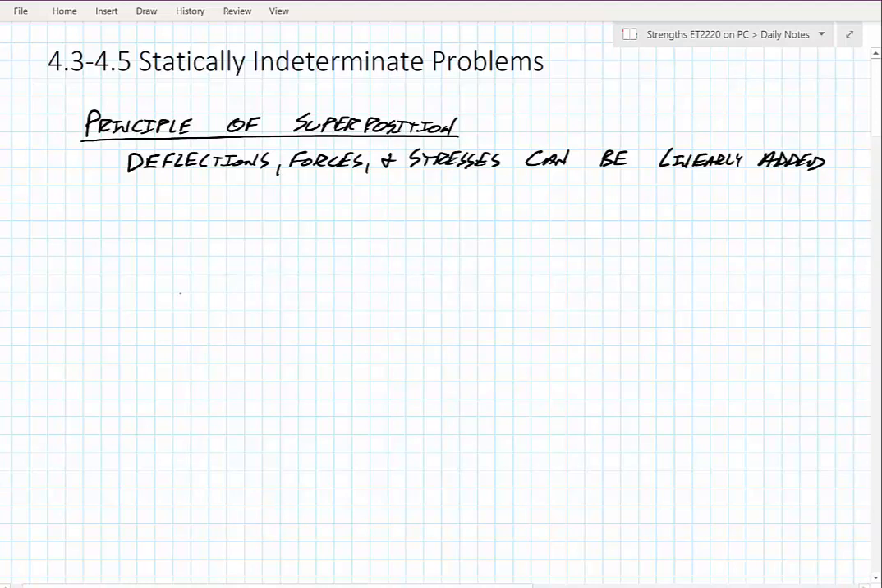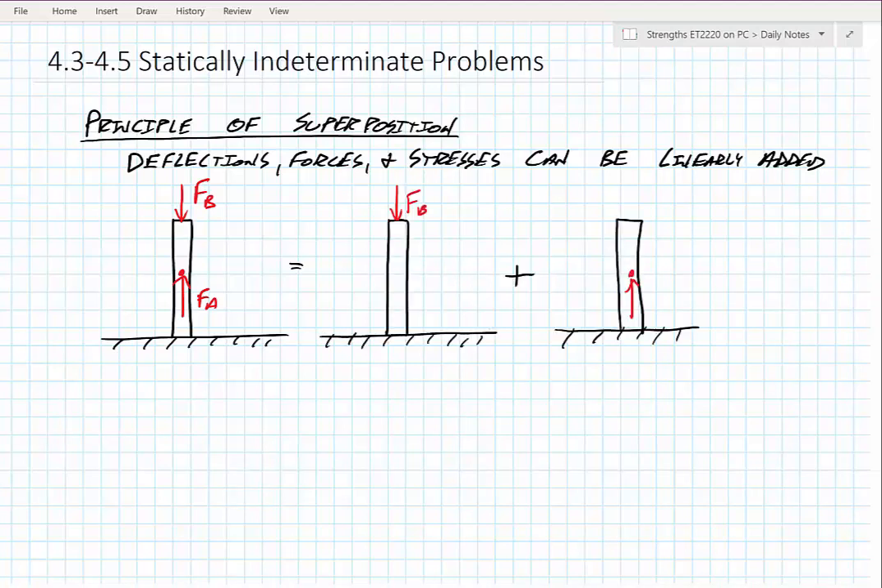So, for example, if I had some kind of column, and let's say this column had 2 forces on it, we'll have a force pushing straight down, we'll call that FB, and one pushing up, say at the midpoint, FA. When I'm analyzing this structure, I can break it into 2 different parts, one from the force at A and one from the force at B. Something like that. Because I can break it into these 2 different problems, I can analyze it in a cool way, which we'll see in just a second.